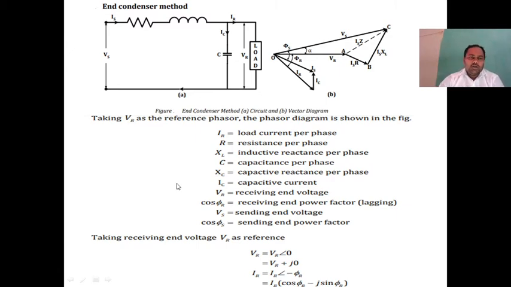So taking receiving end voltage VR as reference, VR is equal to VR at an angle 0, so VR plus j0. Now how can you represent the IR? IR is always lagging. IR is equal to IR cos phi R minus j sin phi R.